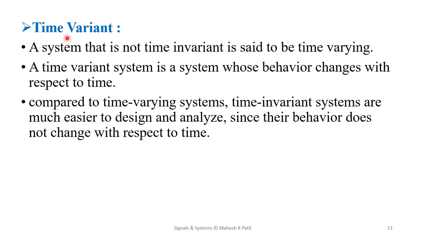Now we'll see what we mean by a time variant system. A system that is not time invariant is said to be time varying. A time variant system is a system whose behavior changes with respect to time. Compared to time varying systems, time invariant systems are much easier to design and analyze since their behavior does not change with respect to time.